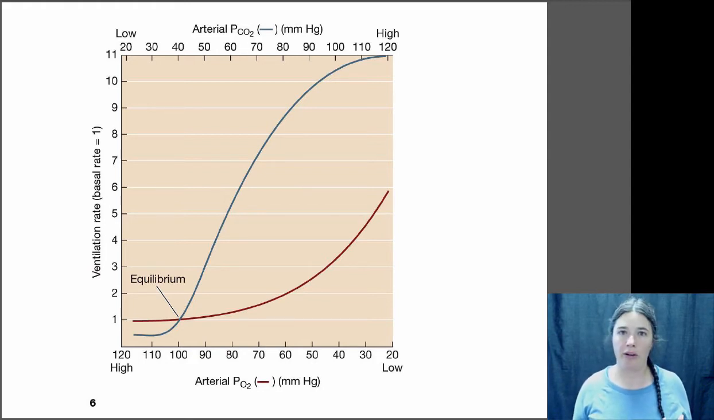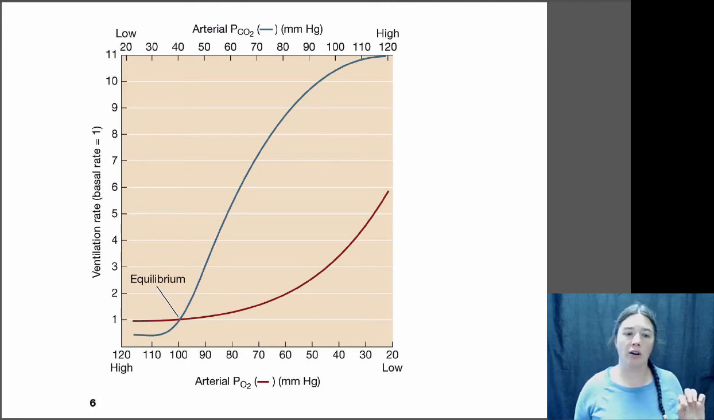Now, the feeling like you need to breathe, if you ever have held your breath for an extended period of time, you know that you start to get this feeling like, oh my gosh, I really have to breathe. And that feeling is actually interesting. It's actually triggered more by a buildup in carbon dioxide than it is by a decrease in oxygen.